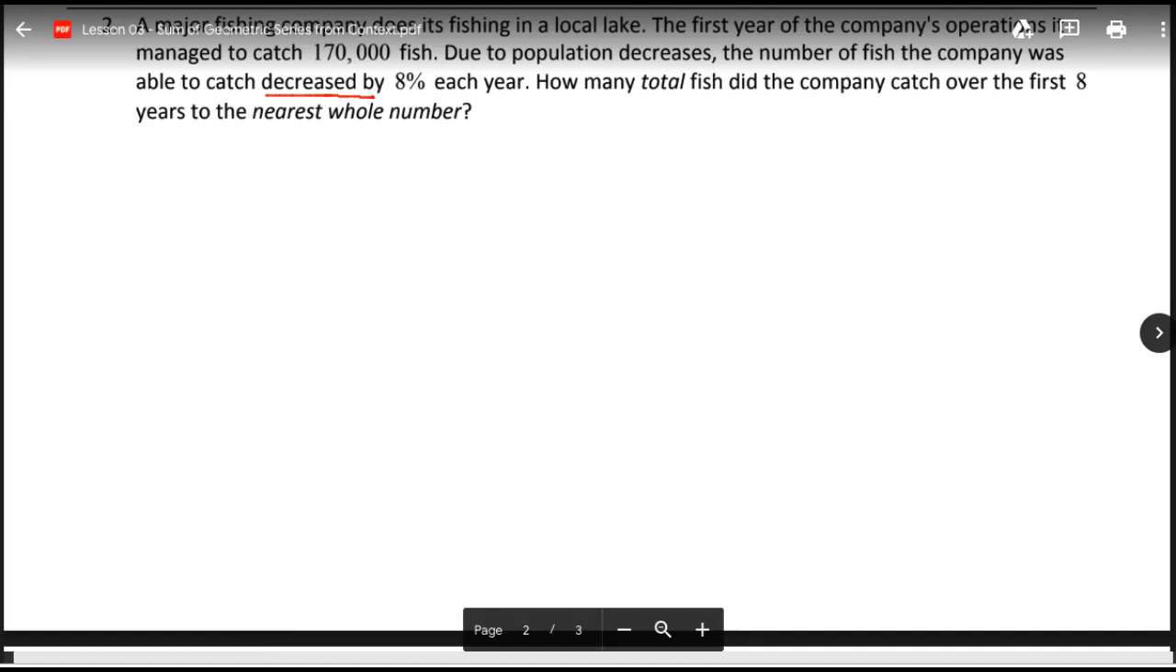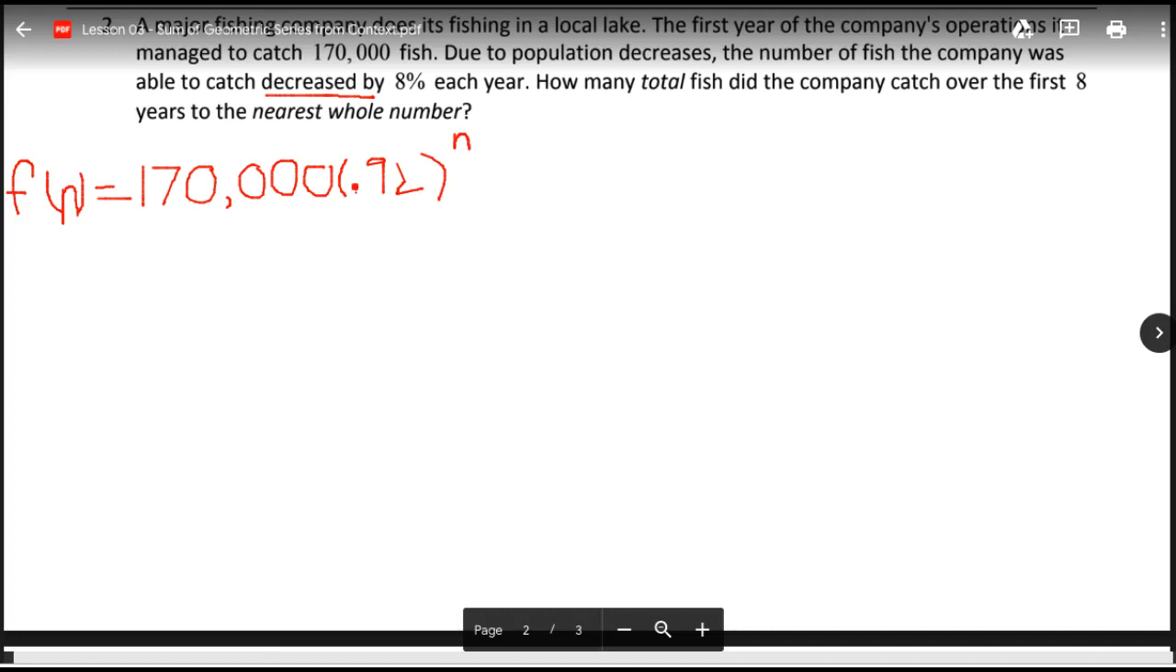So let's see here. We know that we're starting with 170,000 fish, and if we're losing 8% per year, then it would be 1 minus 0.08, and I'm going to get 0.92 in my parentheses here. If I'm writing this as a function, I could say f of n equals this, and then this would be raised to the n.